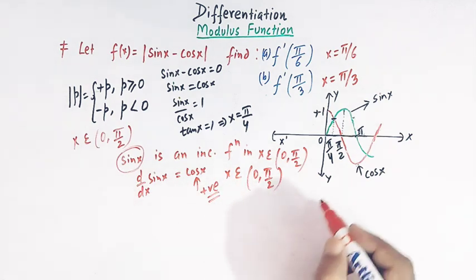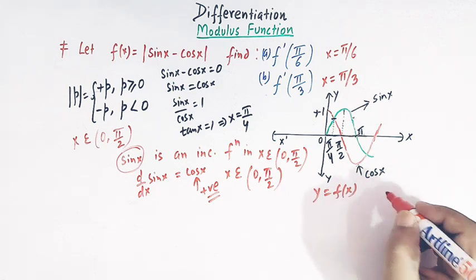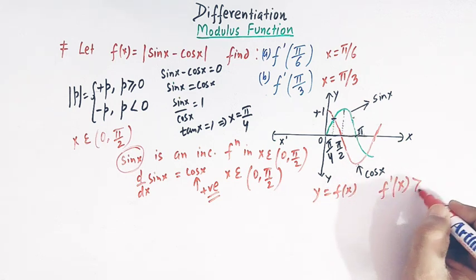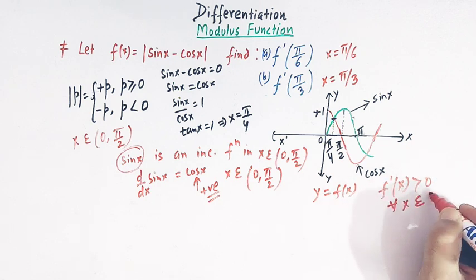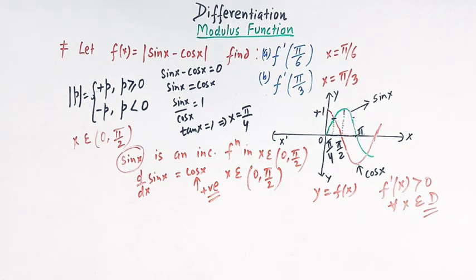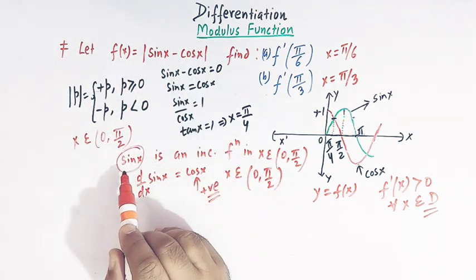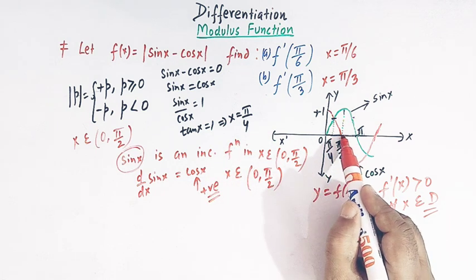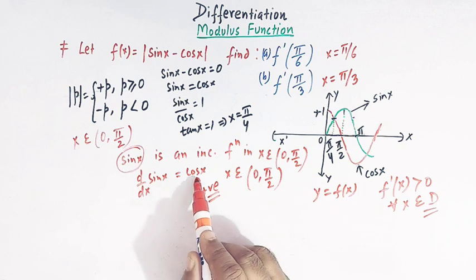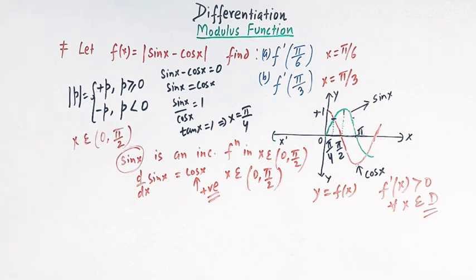And we know that a function y is equal to f of x is said to be an increasing function if the derivative is greater than 0 for all x belonging to the given interval, that is the domain D, right? So here for this problem, we should know that sine x is an increasing function in the interval 0 to pi by 2, because the derivative of sine x is cosine x, and this derivative is positive in the interval x belonging to 0 to pi by 2.